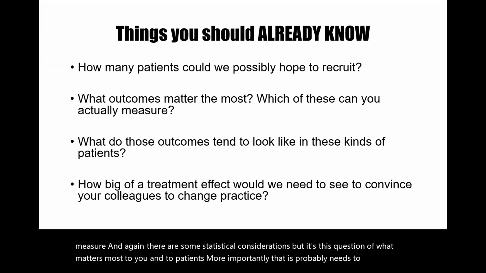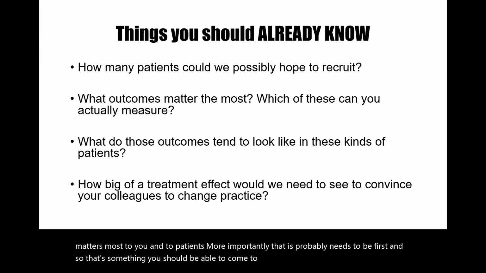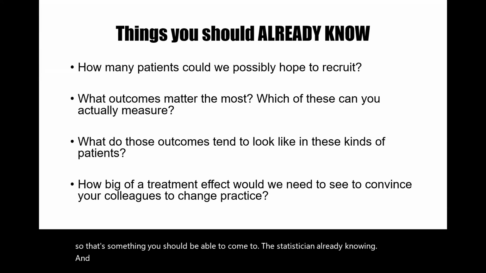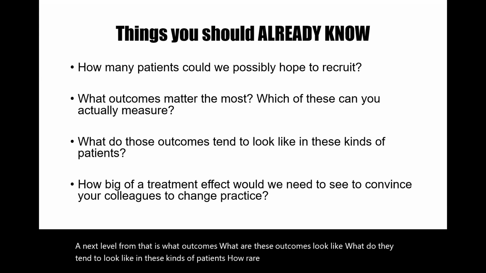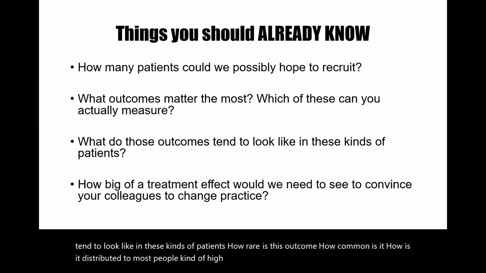And so that's something you should be able to come to the statistician already knowing. A next level from that is, what do these outcomes look like? What do they tend to look like in these kinds of patients? How rare is this outcome? How common is it? How is it distributed? Do most people have high values and a few with low, or are they all lumped up in the middle?